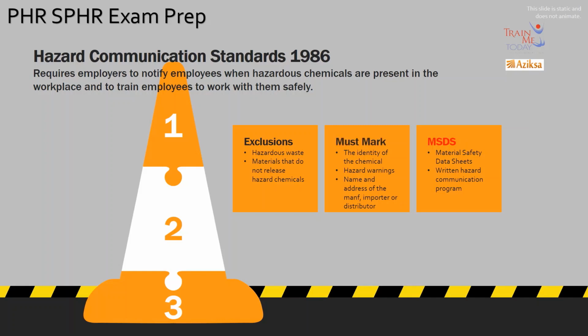Employers are required to maintain a material safety data sheet, otherwise known as an MSDS, for each hazardous chemical that is used, processed, or stored. Employers are also required to have a written hazard communication program that is available for inspection by employees, unions, and OSHA.